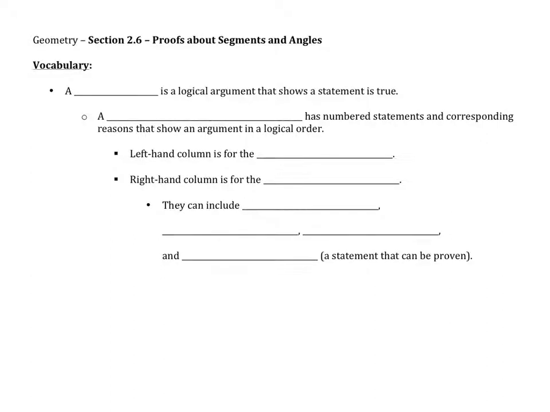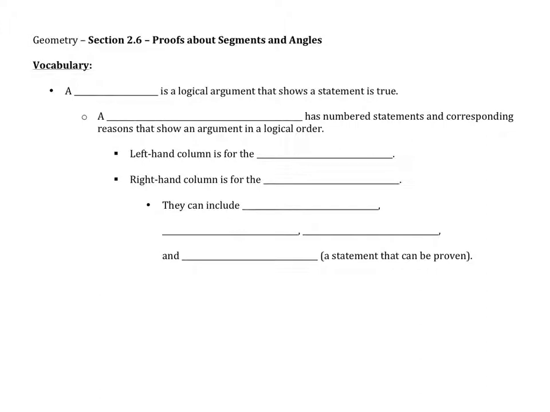Section 2.6 is all about proofs about segments and angles. This is just a continuation of last section when we were introduced to the proof process, but we did the proof process with algebra problems that were familiar. This is your formal introduction to what proofs are when it's beyond just algebraic proofs.